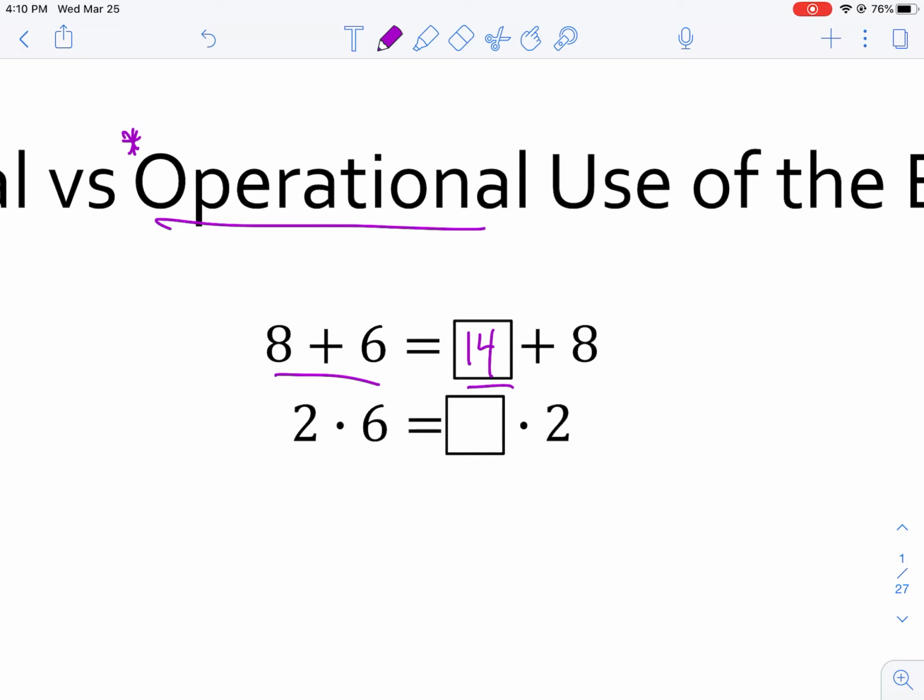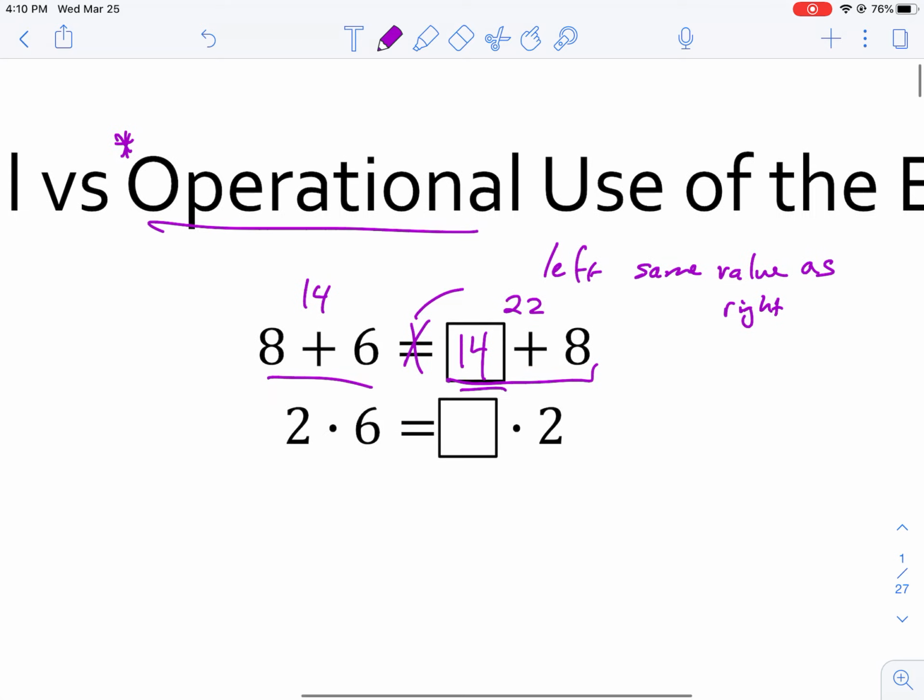If that's the case, you have an operational view of the equal sign, and that is going to cause problems down the road, because you can see we want the equal sign to mean that the left is the same as, or the same value as, the right. And you can see in this example we have 14 here, and now 14 plus 8, this side is 22, and they're not equal, and so that is problematic. So operational perspective means the student sees it as an indication to do. So in this case, it was to add.